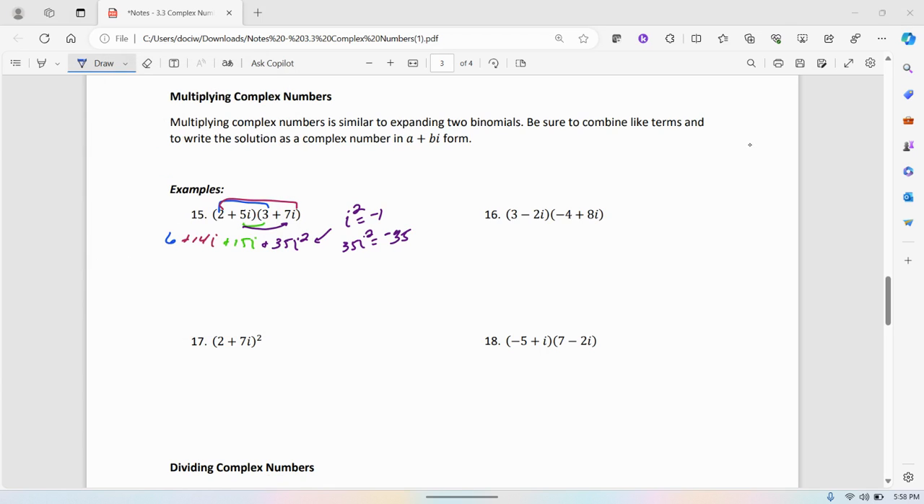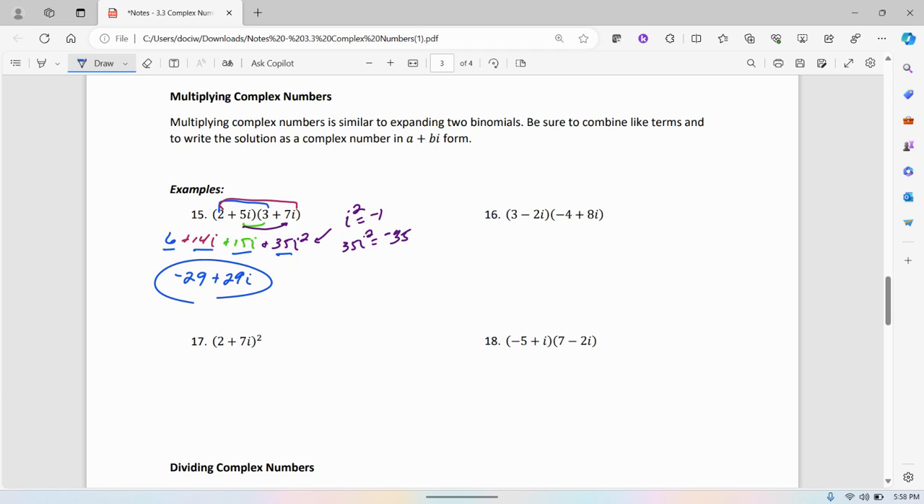So I have 6 minus 35 is a negative 29. 14i plus 15i is 29i. And those are multiplied.